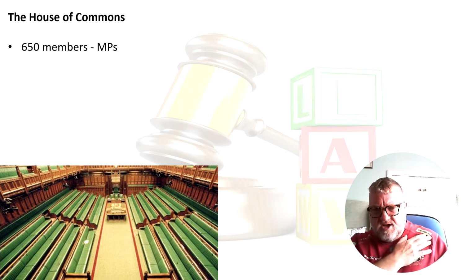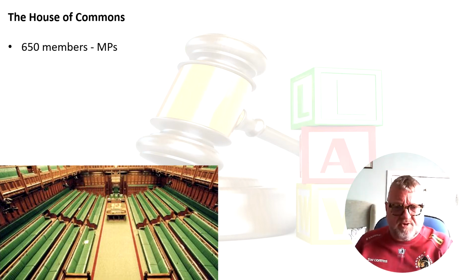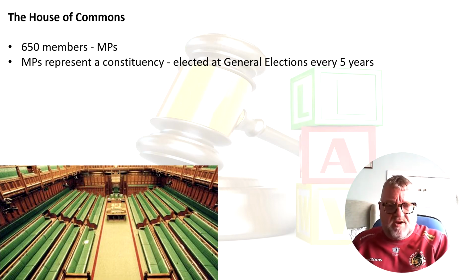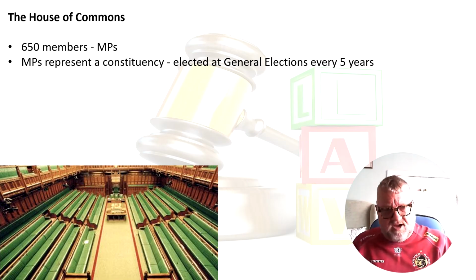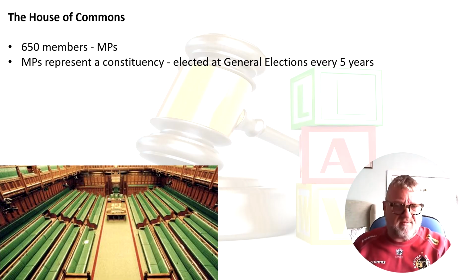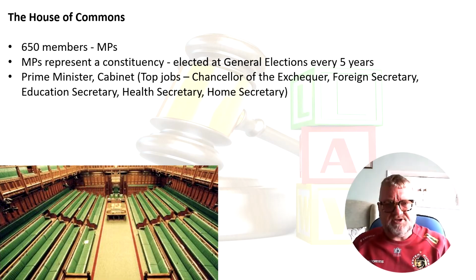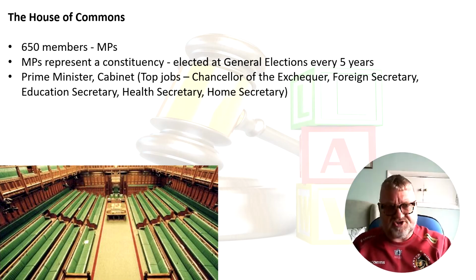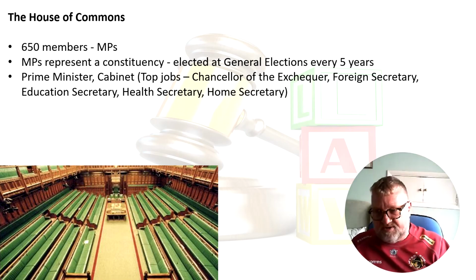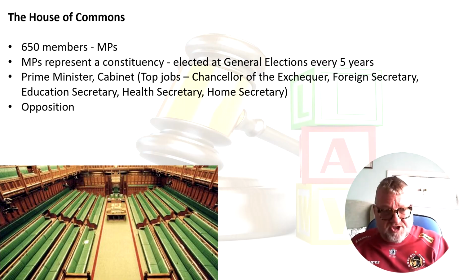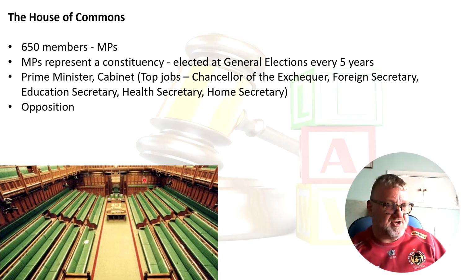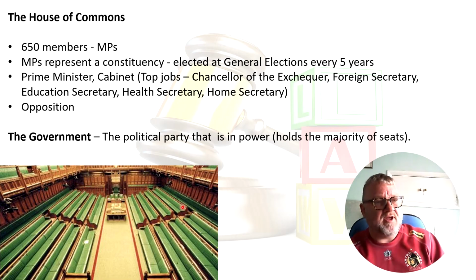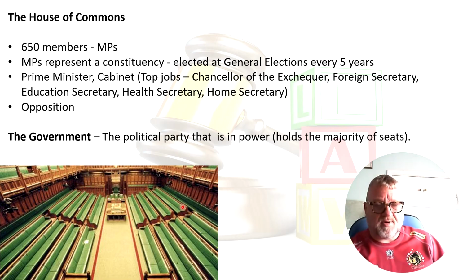So the House of Commons is made up of 650 members who are called Members of Parliament, MPs. They represent a constituency. They're elected at general elections, which have to be held every 5 years. And you have the Prime Minister, who then makes a cabinet. These are the top jobs within the politics, such as Chancellor of the Exchequer, Foreign Secretary, Education Secretary, Health Secretary, Home Secretary, etc. You'd have the opposition, opposition sit on this side of the House, and then the government is the political party that's in power.